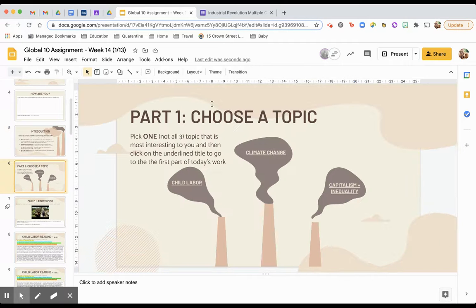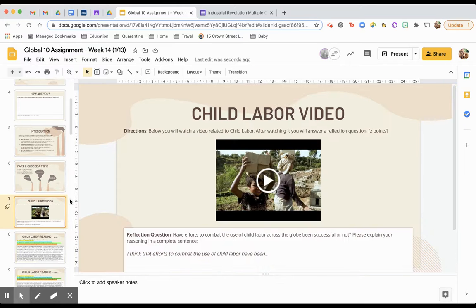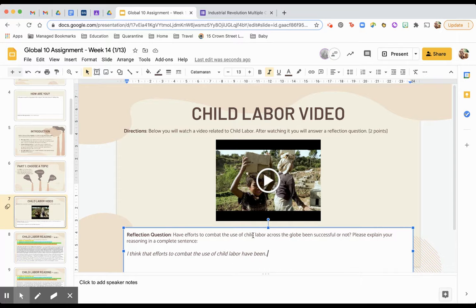So, first thing you're going to do is pick a topic that you are most interested in. You're just picking one, not all three, just one. So, let's say, for instance, you are most interested in child labor. It's going to take you to the child labor section, and this will be the only one that you do. First, you're going to watch a video, and then you're going to answer the reflection question.